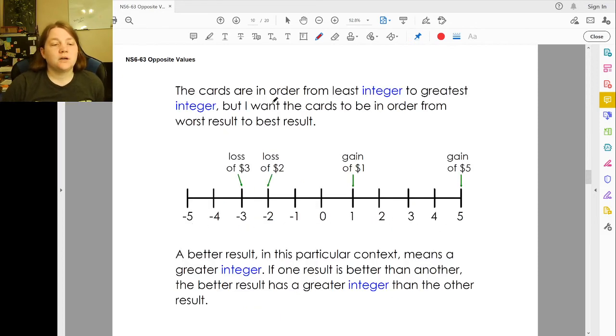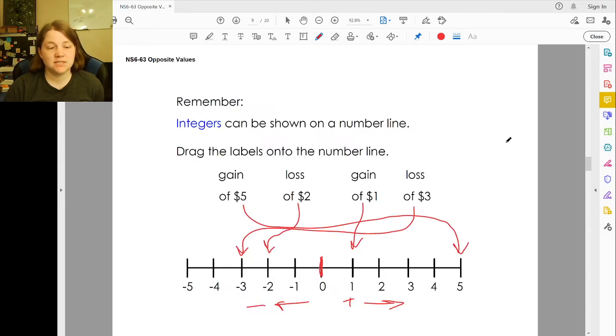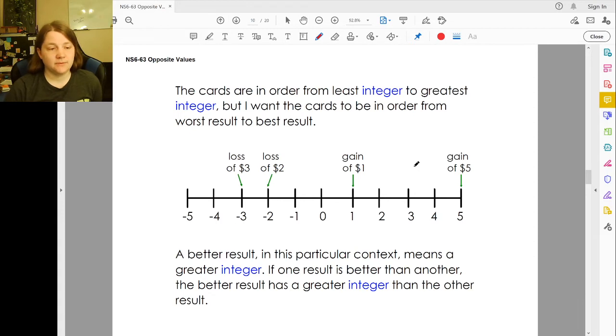The cards are in order from least to greatest, but we want them in order from worst result to best result. So you can see here that we want to know about the worst from the best. Well, losing $3, that would be the worst. Gaining $5, that would be the best.